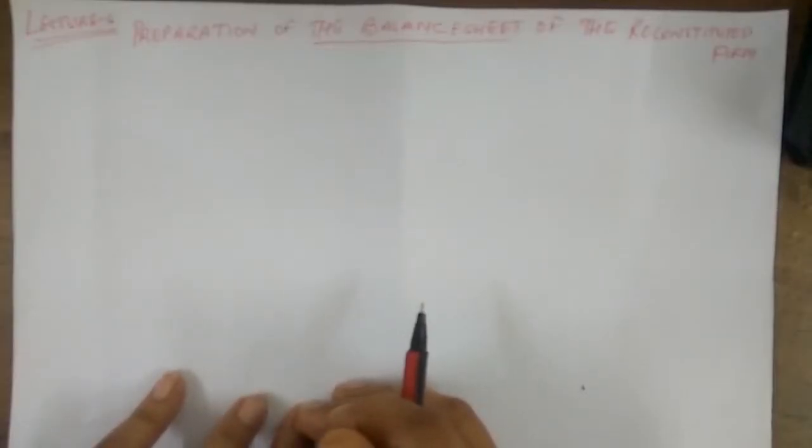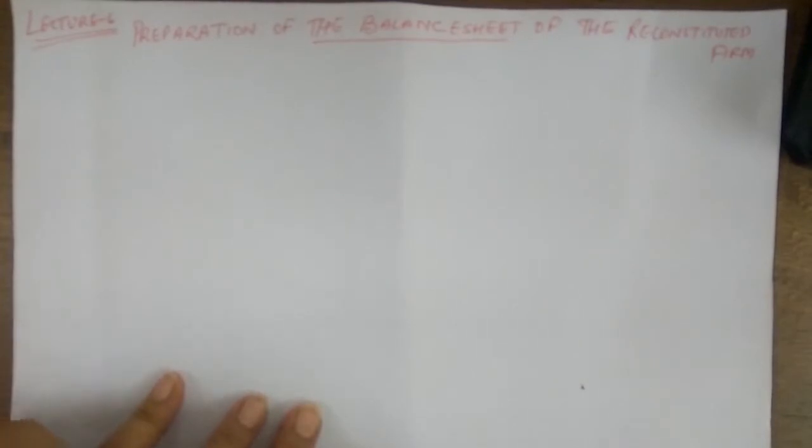Good morning, students. Today again we will start with the topic preparation of the balance sheet of the reconstituted firm. We have discussed what is reconstitution. When there is a change in the profit sharing ratio among the existing partners, there is a need to reconstitute the firm. So before making the balance sheet, there is a need to make some ledger accounts, like we have already discussed, the making of the revaluation account.